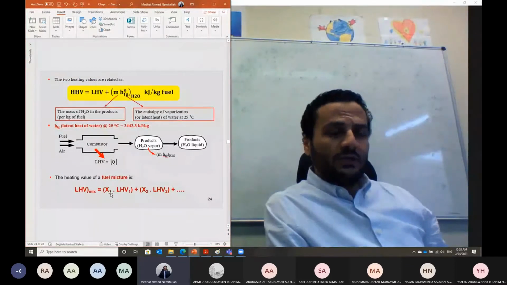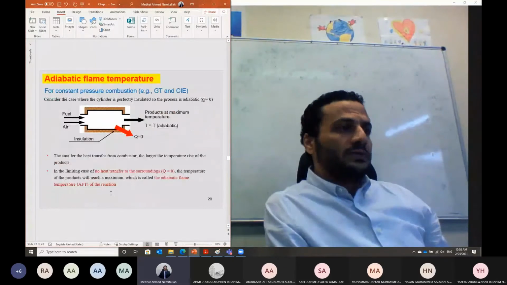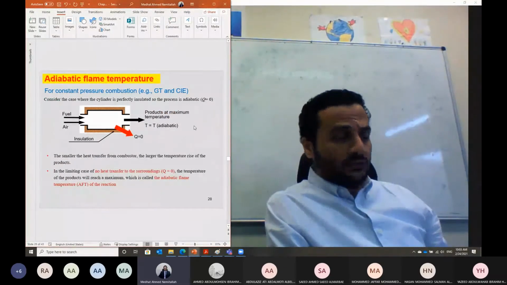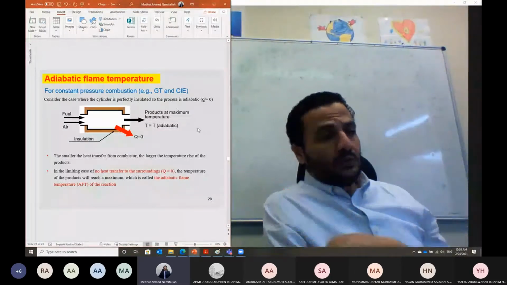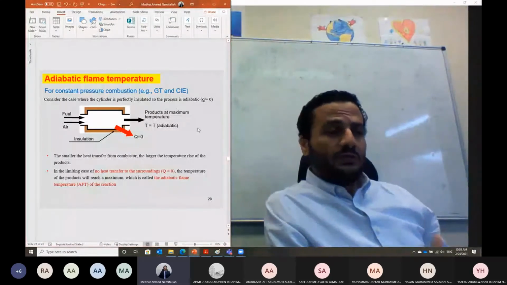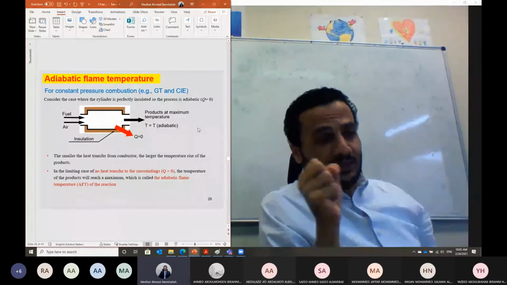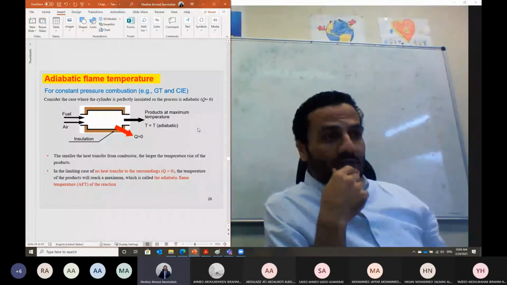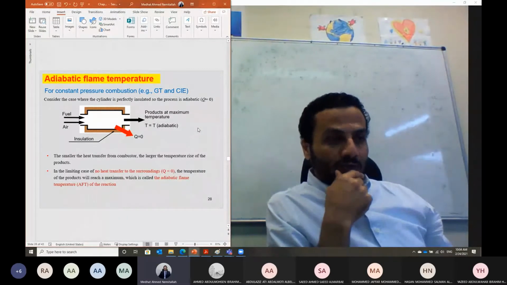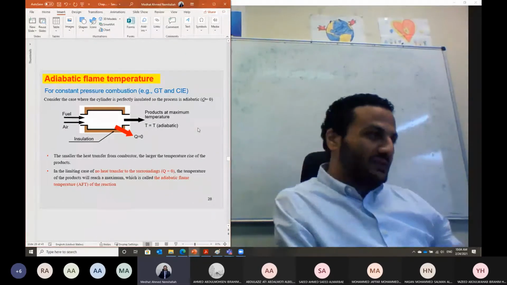And we said we have a higher heating value and a lower heating value depending on the state of water in the exhaust. If it is liquid, that means we have the higher heating value. We have obtained all of the heat of the fuel. If it is in vapor form, that means the water vapor still holds part of the heat of the heating value. That's why we call it the lower heating value. Is it clear, guys, up to this moment?